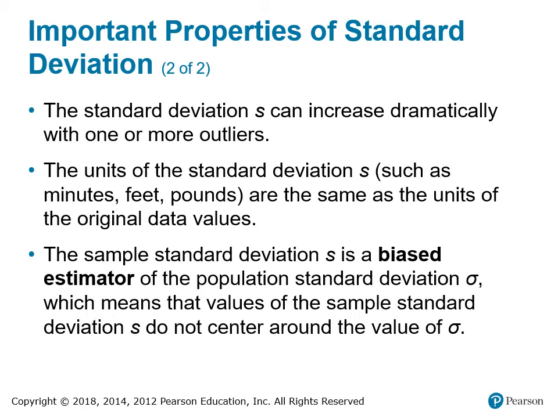And finally, the standard deviation is what we call a biased estimator of the population standard deviation. Okay, the sample standard deviation is a biased estimator of the population standard deviation, which basically tells us that the sample standard deviations s do not center around the value of the population standard deviation. Okay, they aren't necessarily going to be in the same location.